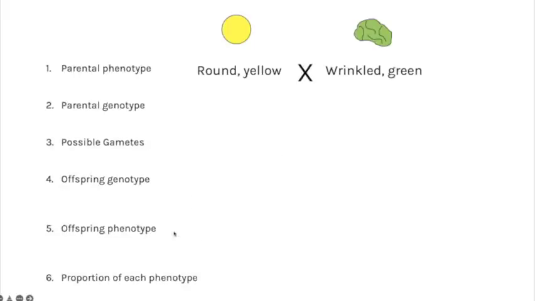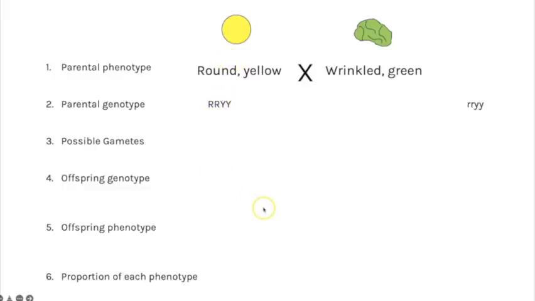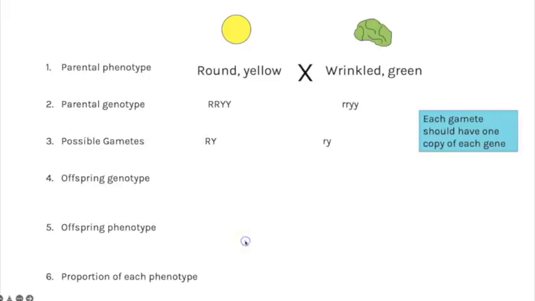So if we have a look at this example, with our round and yellow, round is dominant and yellow is dominant, wrinkled and green are recessive. And in this example, although we've got the 2 dominant traits, they are homozygous dominant. And they would have to tell you that in the question, or they would have to give you information so you could work it out. So then we'd have a look at our gametes, and each gamete should have 1 copy of each gene.